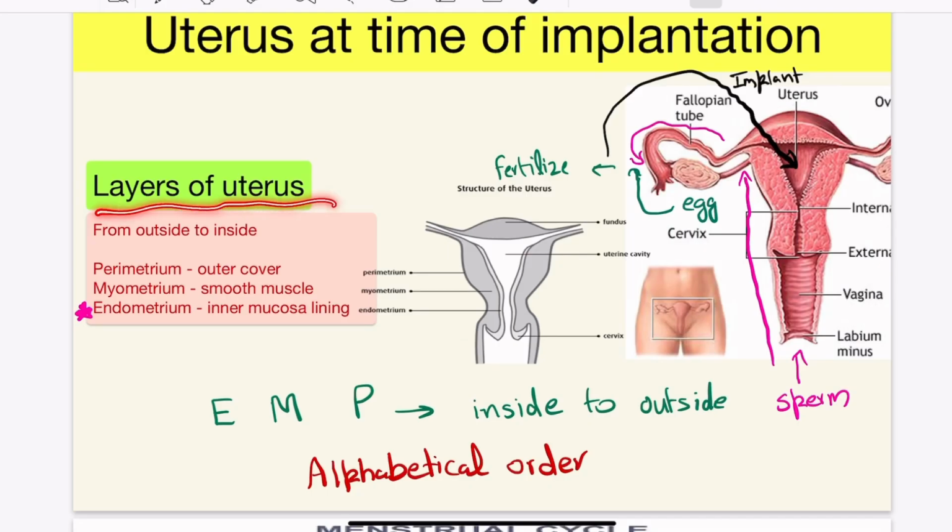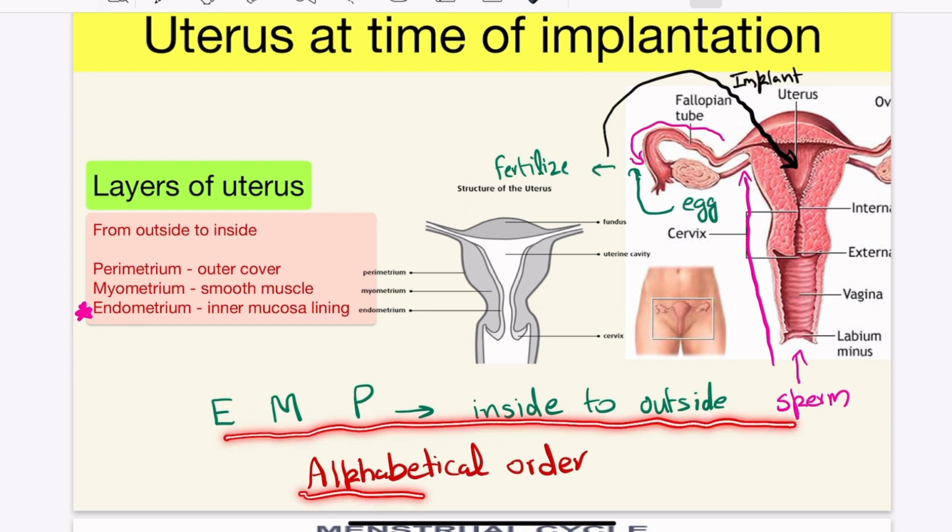Next, we have the layers of the uterus. From outside to inside, we have the perimetrium, that is the outer cover. Here is the perimetrium. Then we have the myometrium, that is the smooth muscle layer. Here is the myometrium. And then we have the endometrium, that is the inner mucosa lining. Here is the endometrium. So we have EMP, inside to outside, alphabetical order. From the inside, we have endometrium, myometrium, and perimetrium, and this is the alphabetical order.